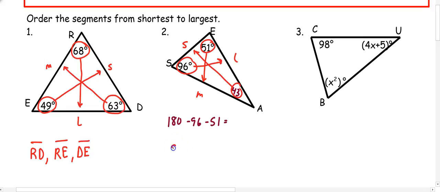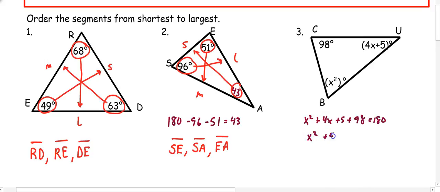So when I label my sides, the shortest side is SE, the middle side is SA, and the longest side is EA. Now, in number 3, in order to get my side lengths, I need to solve for x. So I'm going to use all of the angles and add them to 180 because all the angles in a triangle are 180 degrees. So I have x squared plus 4x plus 5 plus 98 equals 180 degrees. When I combine like terms, x squared plus 4x plus 103 equals 180.